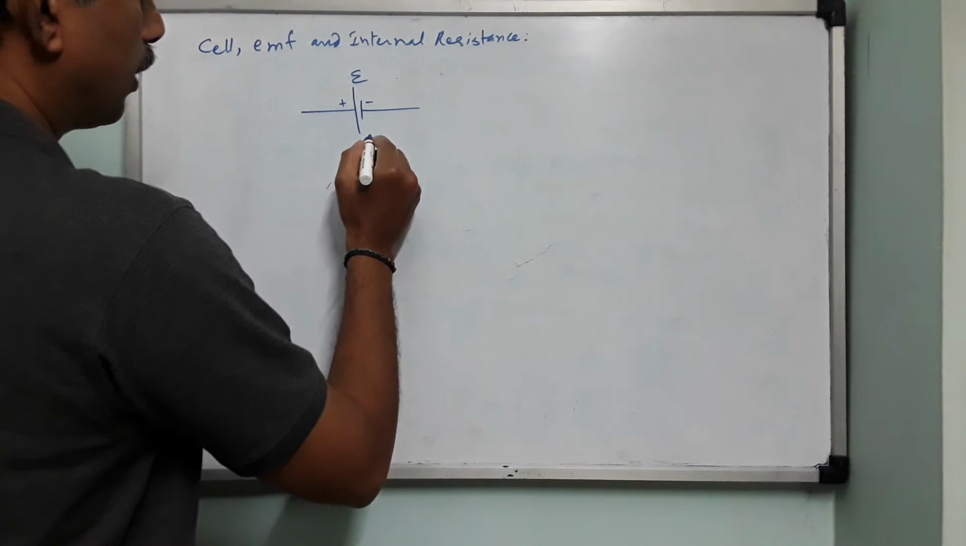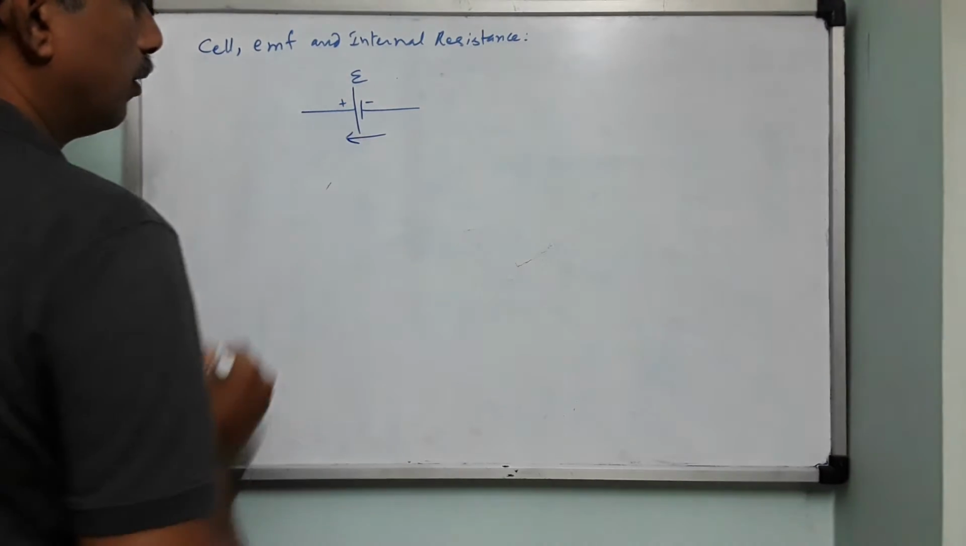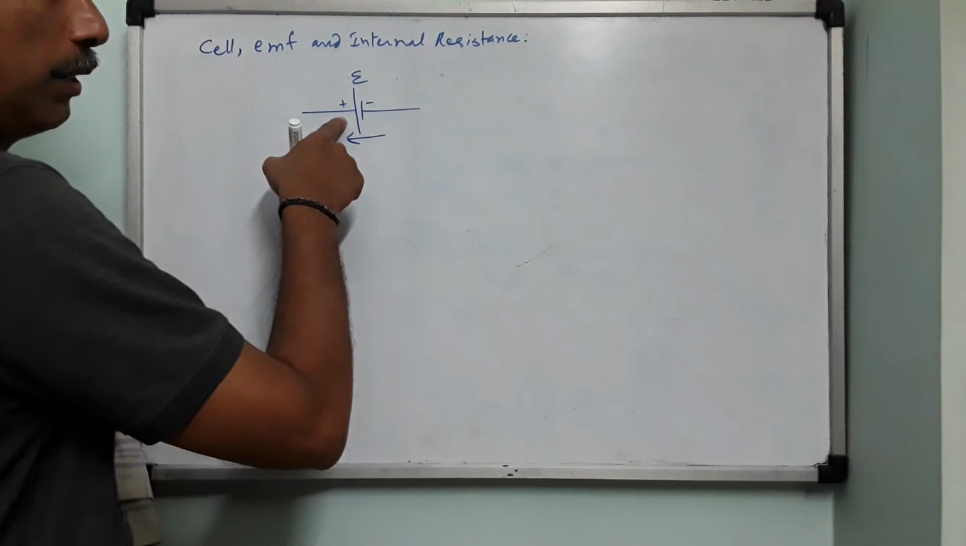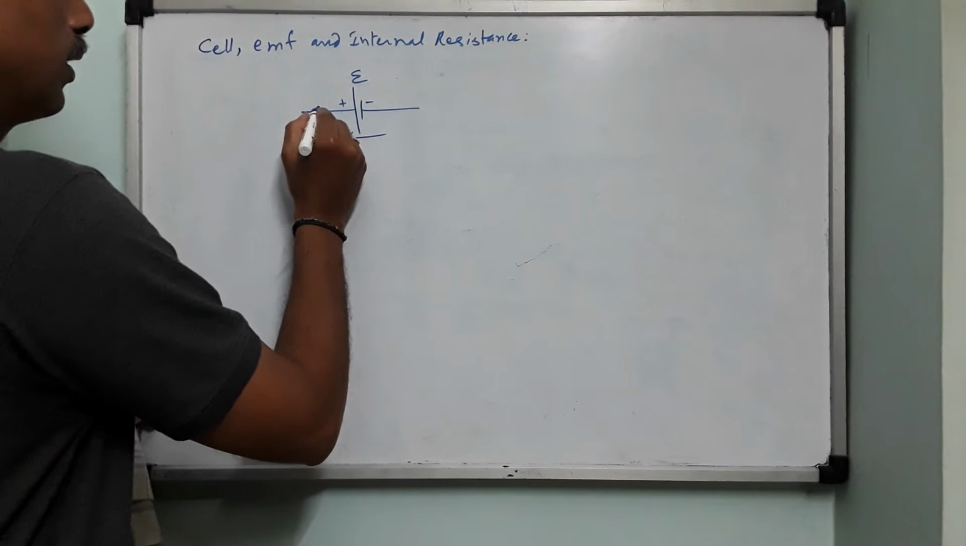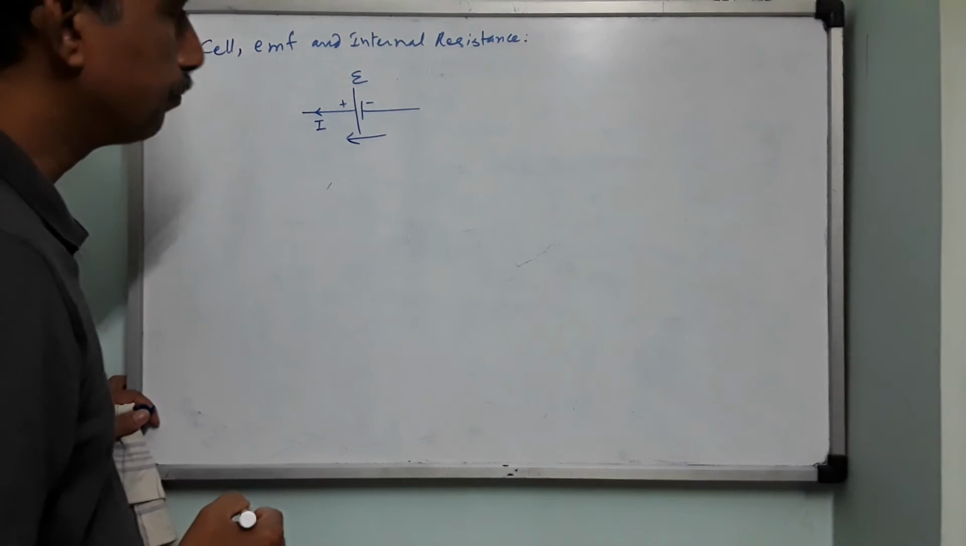Now, within the cell what will happen? What is the direction of EMF? It is like this. Within the cell, it is from negative terminal to positive terminal. So therefore, this will be giving out always a current I away from the positive terminal.